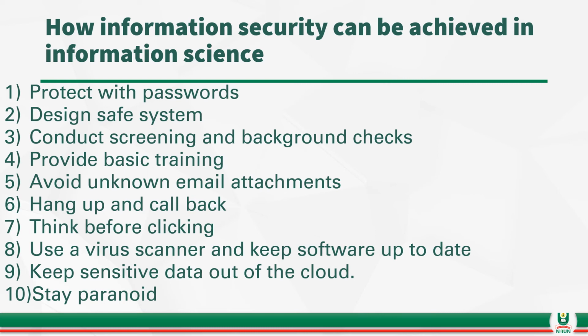And the tenth one is stay paranoid. Never feel too comfortable with people to share your passwords with them. From time to time, try and change your passwords on your phone, on your ATMs, on your laptops, on your tablets. It is necessary. So these are the 10 ways how information security can be achieved in information science.